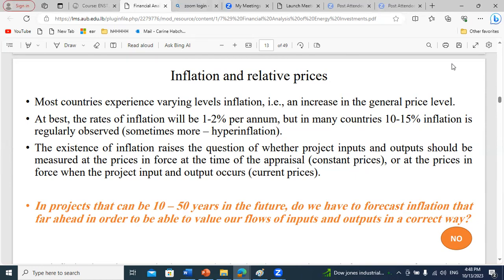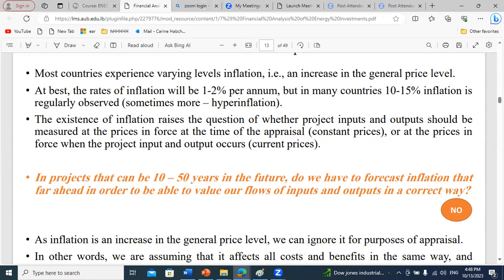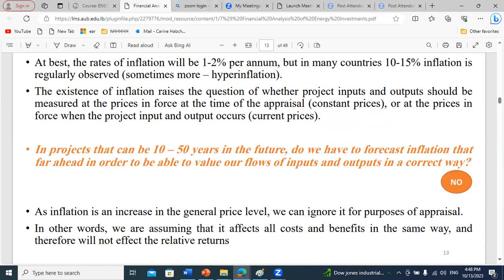If we want to answer this question, we can basically say no, because inflation will affect costs and benefits in the same amount. So whenever we do the analysis, its effect will cancel out. So as inflation is an increase in the general price level, we can ignore it for purposes of appraisal. In other words, we are assuming that it affects all costs and benefits in the same way, and therefore will not affect the relative returns.